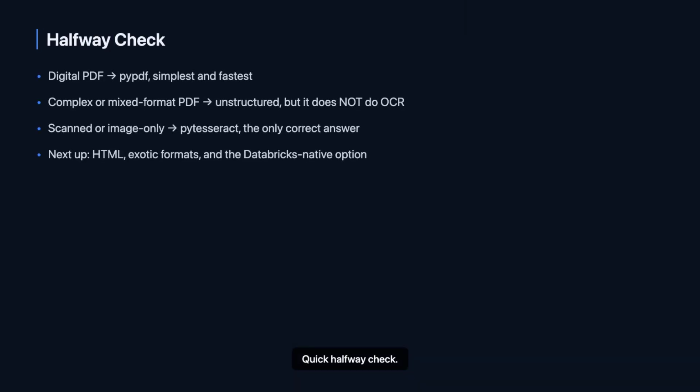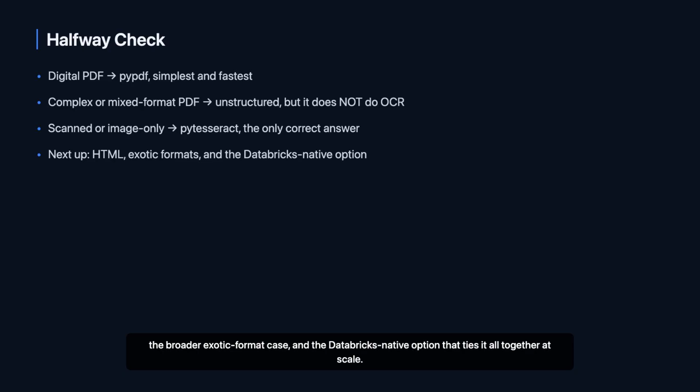Quick halfway check: digital PDF goes to pypdf, the simplest and fastest path. Complex layouts or mixed document formats go to unstructured, but remember, it does not do OCR. Scanned or image-only input goes to pytesseract, and that is the only correct answer. With those three in your head, we can move on to HTML scraping, the broader exotic format case, and the Databricks-native option that ties it all together at scale.